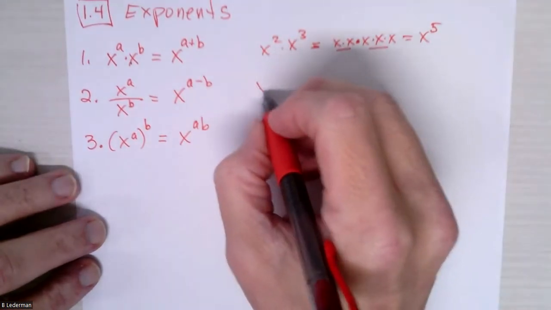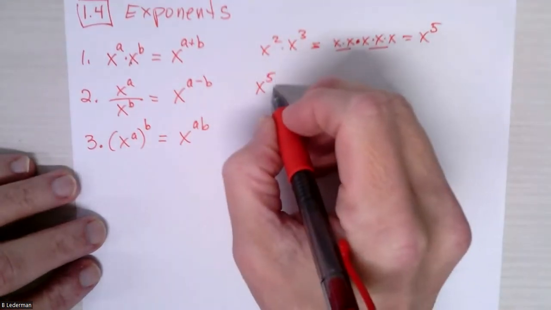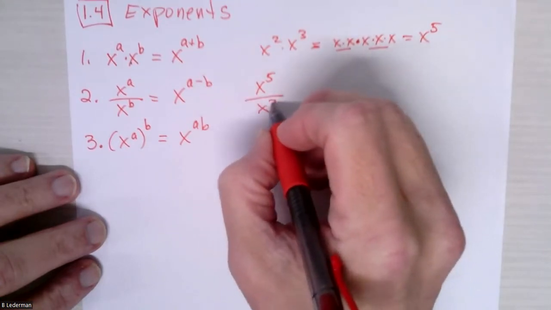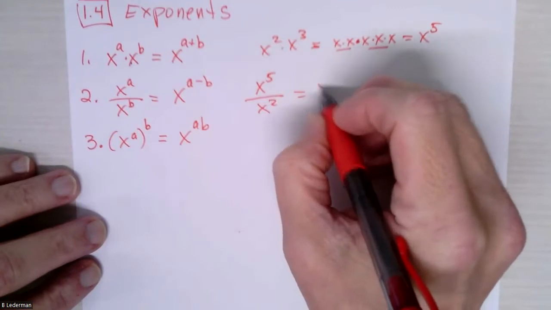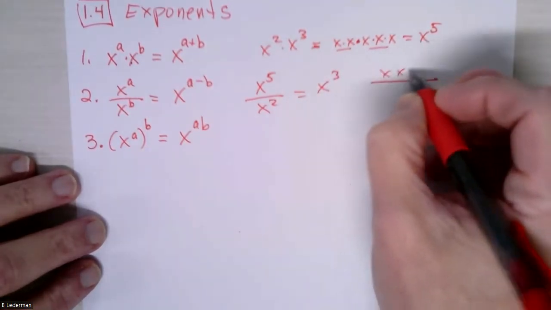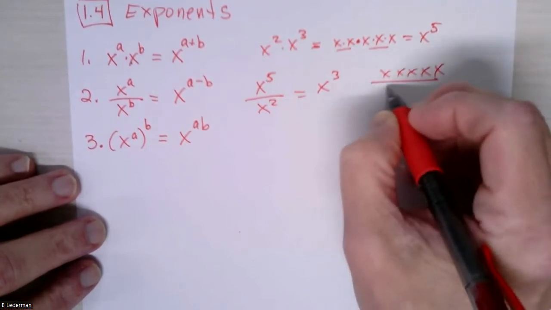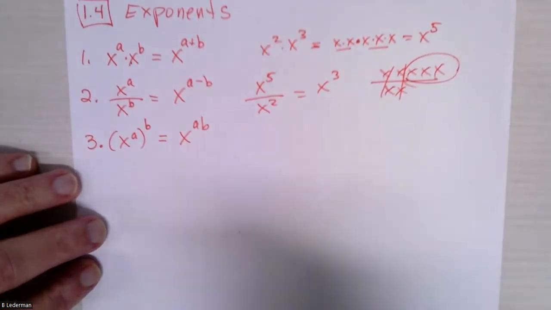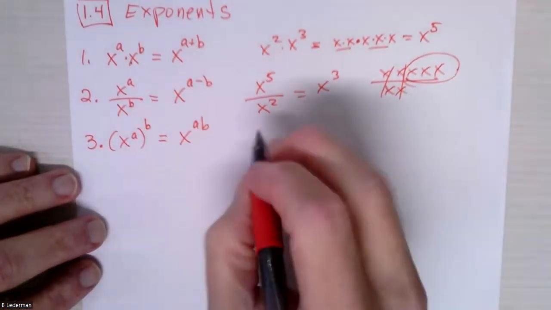x to the fifth divided by x to the second equals x to the third. And that makes sense also because x to the fifth is 5 x's. x to the second is 2 x's. Those 2 x's cancel and I have 3 left. I'm just kind of making a little sense out of these.